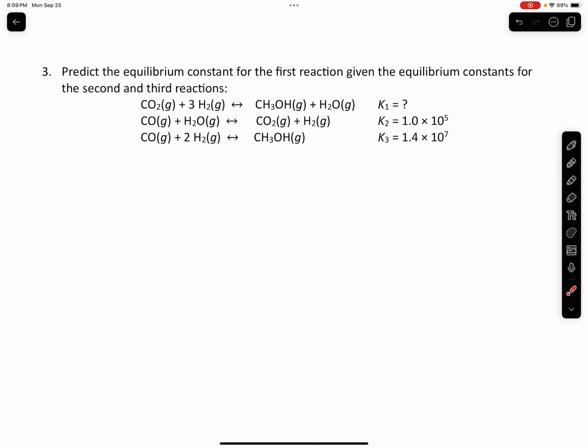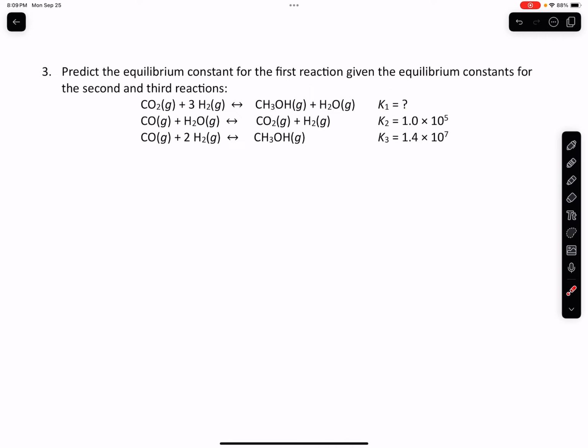So in this problem, we're going to basically try to predict the equilibrium constant for this reaction out here. And we're given the equilibrium constants for two other reactions. Whenever you see problems like this, where you're given two different equilibrium constants and you're supposed to predict the third, they basically want you to combine these two equilibrium constants in such a way so that you get an output for this equilibrium constant.